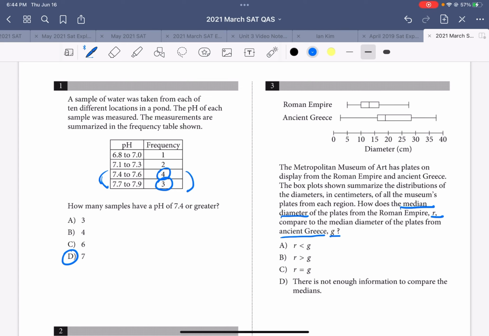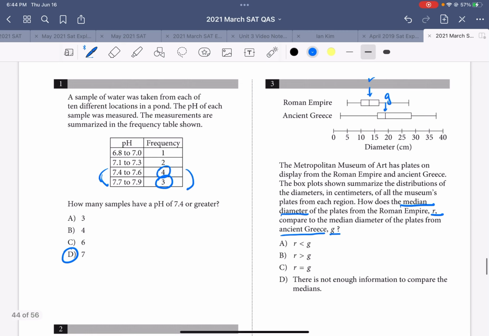Okay, so this is R, the median right here for R, and this one is the median for G. So G is greater than R, right? G is around here, R is around here. So G is greater than R. So the answer should be A.